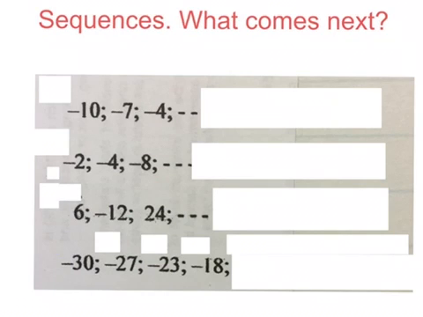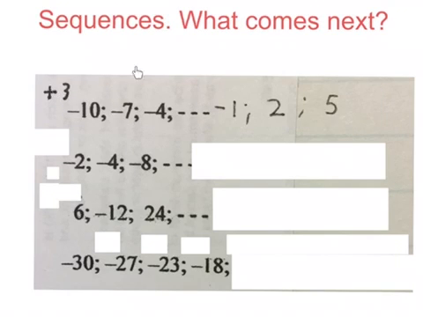Right, we have 4 more sequences here. Here we have a minus 10, minus 7, minus 4. In this case, we will plus 3 every time. Minus 10 plus 3 is minus 7, plus 3 is minus 4, plus 3 is minus 1, and so on.